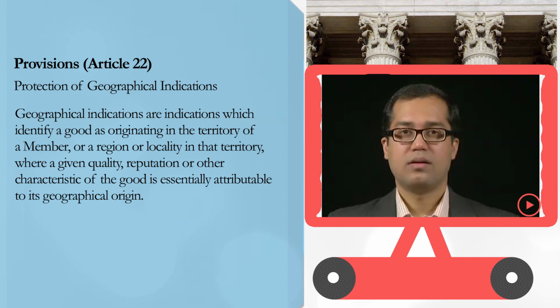Members are also obliged to frame legislations for criminal prosecution, including seizure, forfeiture, and destruction of infringing goods in special cases. Dispute resolution. Article 64 of the TRIPS Agreement provides for setting up of a dispute settlement forum almost on the lines of dispute settlement under the WTO.